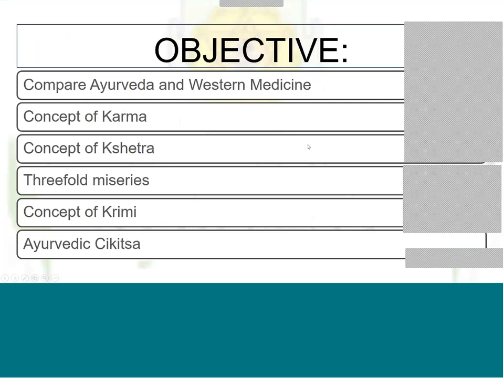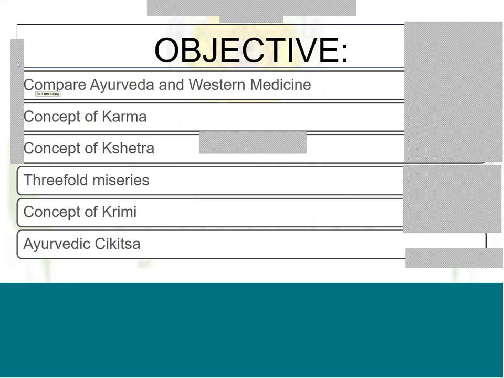Some of the objectives here: we want to compare Ayurveda and Western medicine. What are some of the differences? What are some of the differentiators between Ayurveda and Western medicine? In particular, there are some very fundamental conceptual differences. What's the concept of karma? What is the concept of kshetra? Kshetra means literally the field of activities.